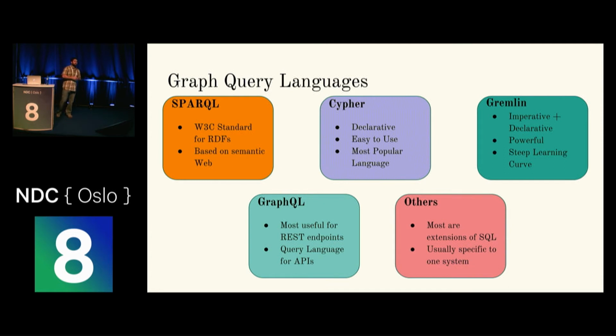The other one you'll find out there on a few data stores is GraphQL. In my mind, GraphQL is better used as a query language for REST endpoints than really a query language for graph databases, but there are a few graph databases that use it as the native query language to get data out. And the last one is just a big bucket of everything else. There's a lot of data stores out there that implement their own specific graph query language. They're almost always based off of some sort of SQL, but they're specific to a single system.